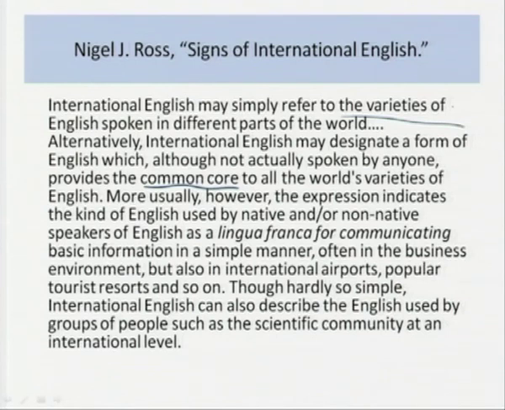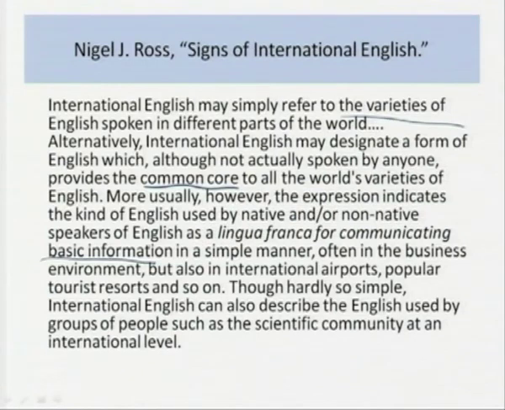More usually, however, the expression indicates the kind of English used by native and or non-native speakers of English as a lingua franca for communicating basic information. Now, this is an important point: not conveying all kinds of information. Probably you can say that for those kinds of information, you may have a descriptive model, or you may be acquainted with English that is colored, so to speak, has different hues given by non-native speakers.